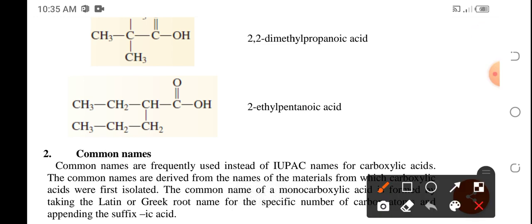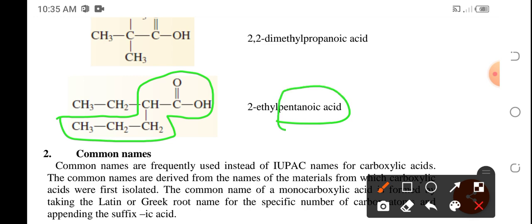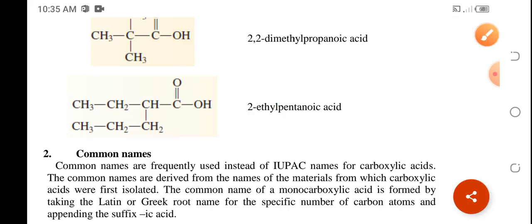And then next, we are not choosing this as the parent chain because there are only four carbon atoms. But as a rule, we have to choose the longest continuous chain. It can bend, as long as it is continuous. Here we have five carbon atoms, so that is pentanoic acid. What is not included in the pentanoic acid is this, and that has two carbon atoms, so that is ethyl. It is attached on carbon number 2 with the carboxyl group as number 1. So that is 2-ethyl pentanoic acid.